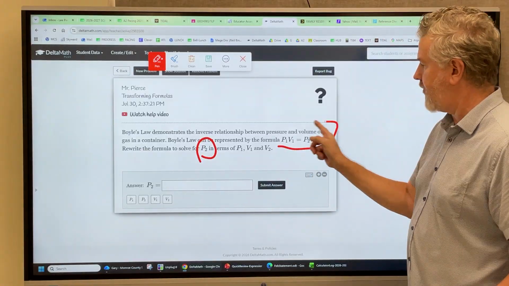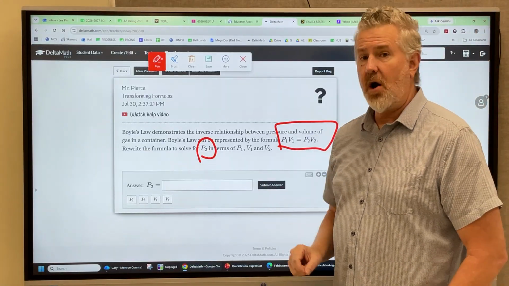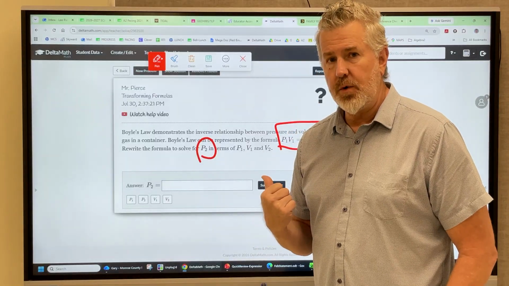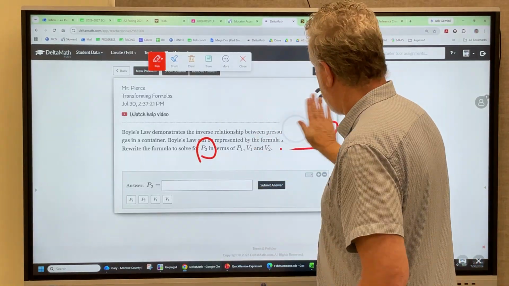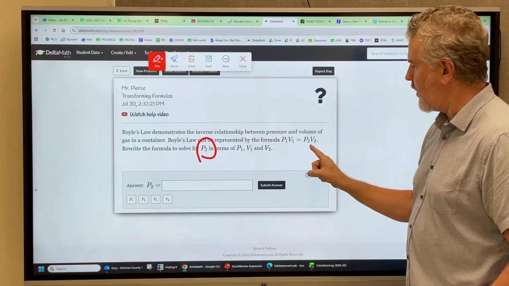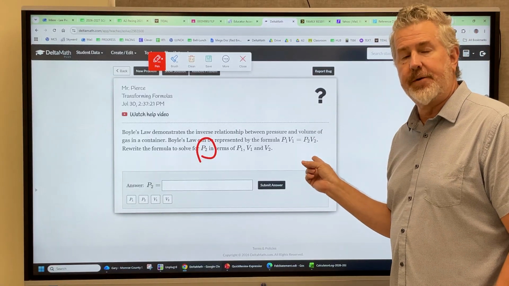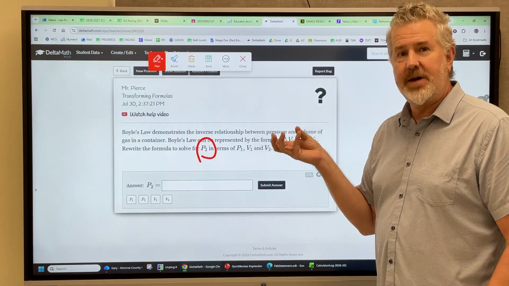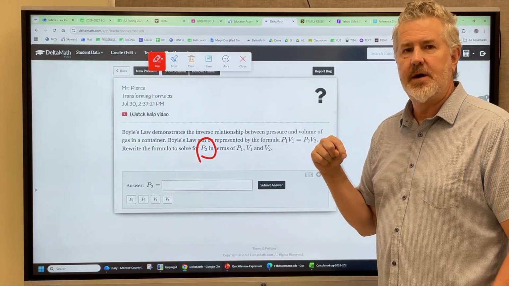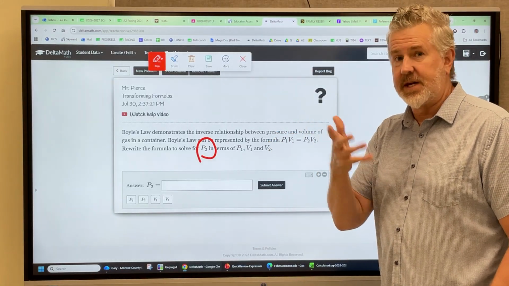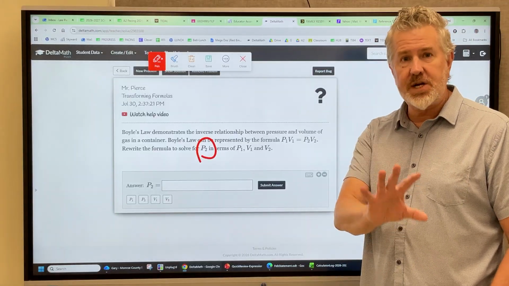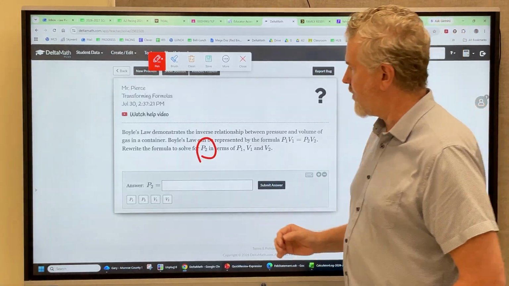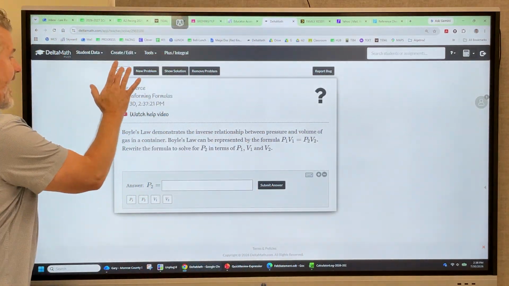They want you to look at this formula right here, and solve for means get it by itself. So just get P2 by itself. Where is P2? It's right here. What's happening to it? It's being multiplied by V2. So how do we get rid of multiplication? We divide. So we're going to divide both sides by V2, and that's how we're going to get P2 by itself. We're done once we do that. I just told you how to solve it. I didn't show you what the answer was, so you're on your own for that.